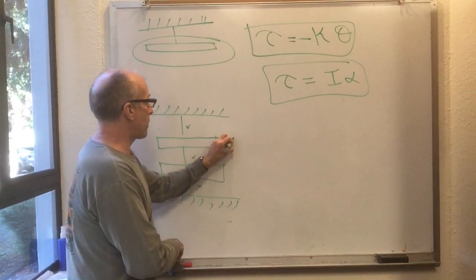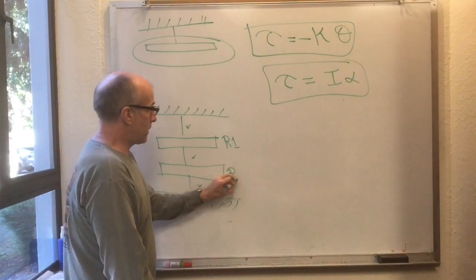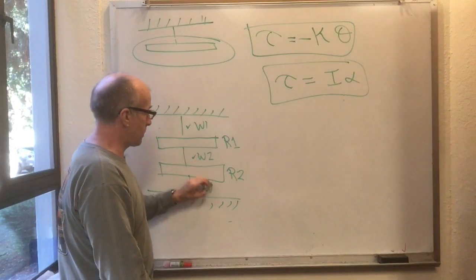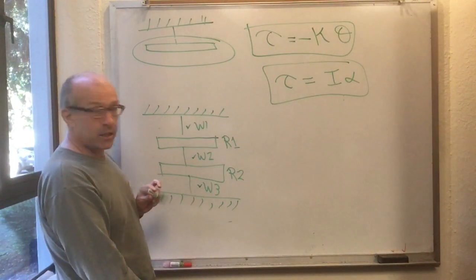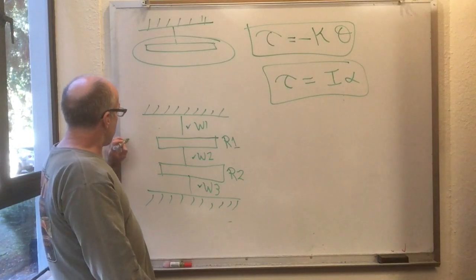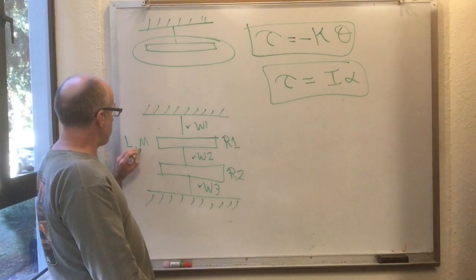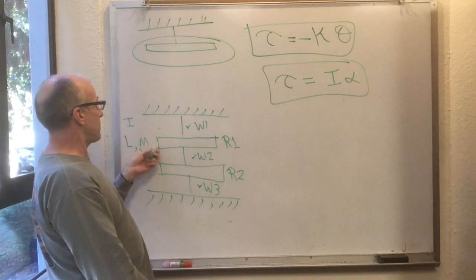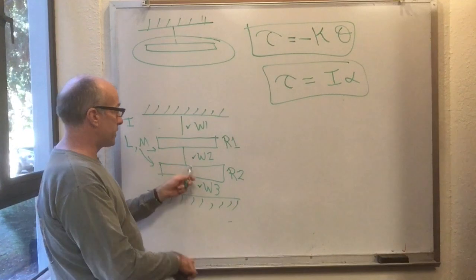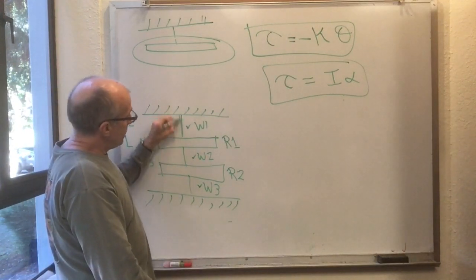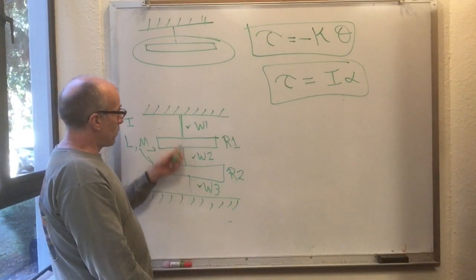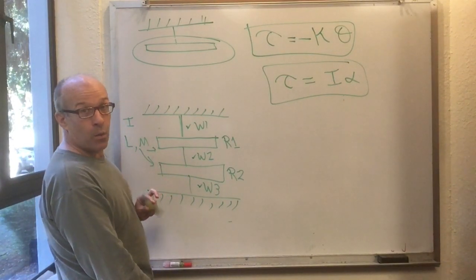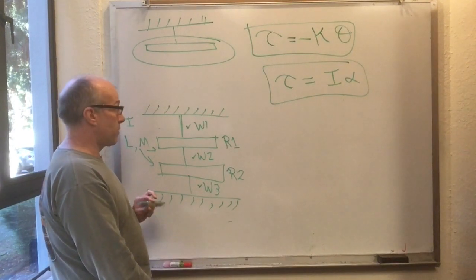I'll call this rod one like that, and I'll call this rod two like that, and I'll call these wires W1, W2, and W3. And to make our lives easy, let's have the length and the mass of this rod be the same as the length and the mass of that rod. Or if we want to write it in terms of I, the moment of inertia, I, of each of these two rods is the same. And let's have the wires that connect the rods to the walls and to each other all be identical wires, okay? Just to keep our lives easy.